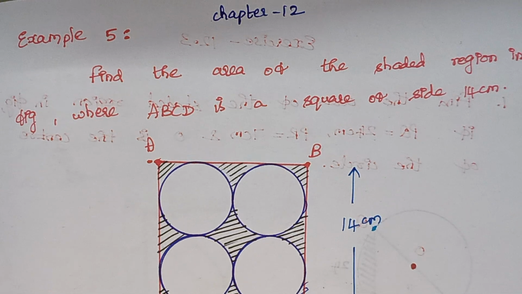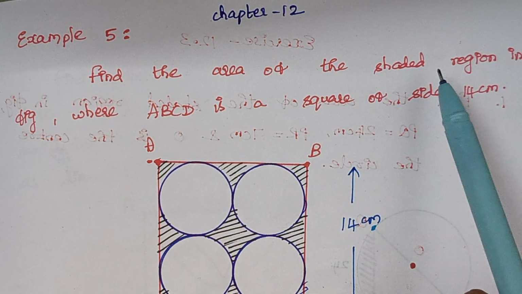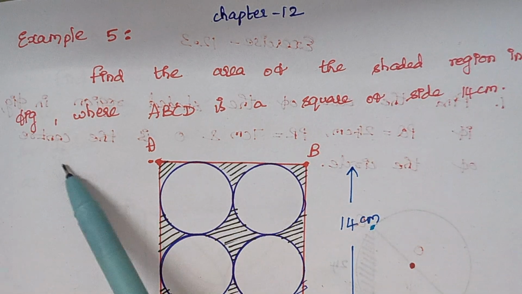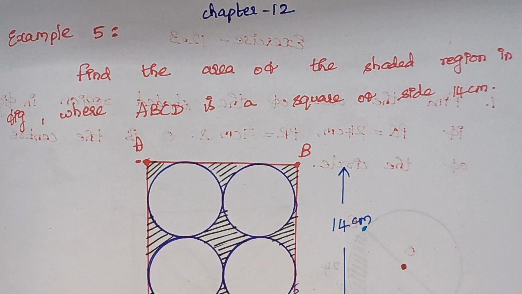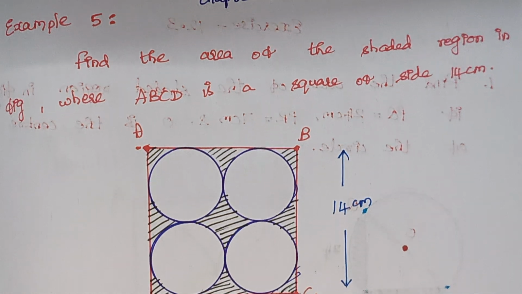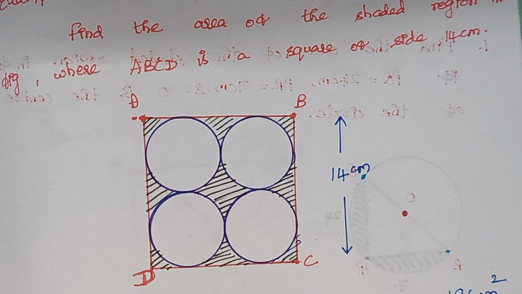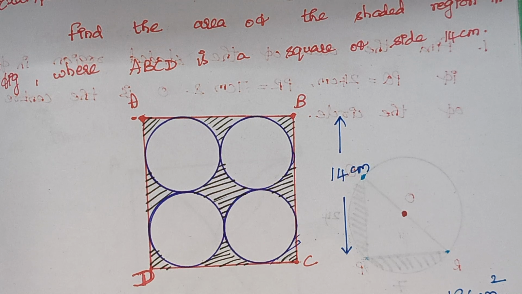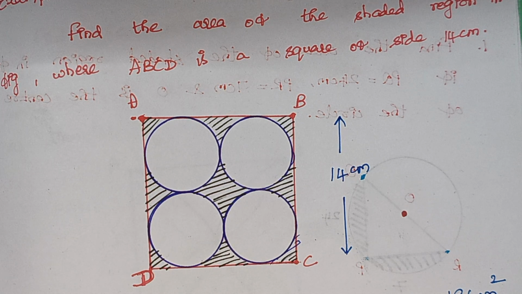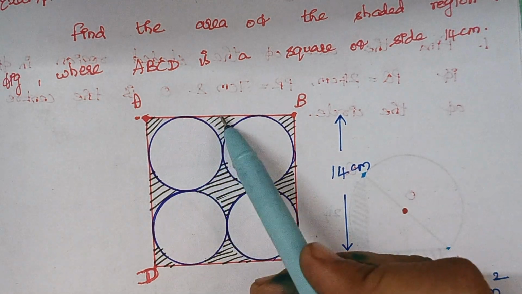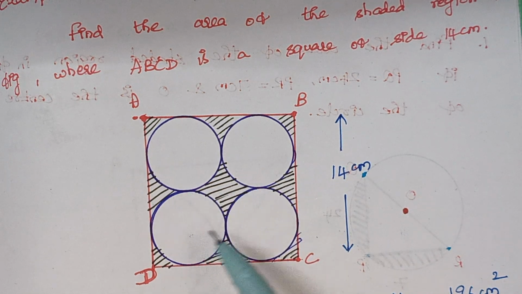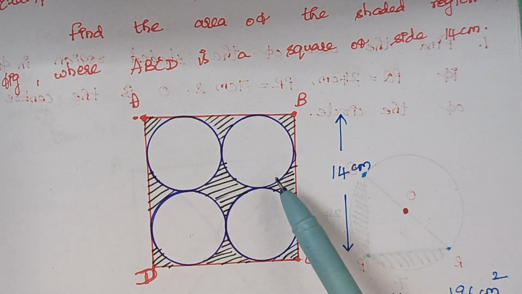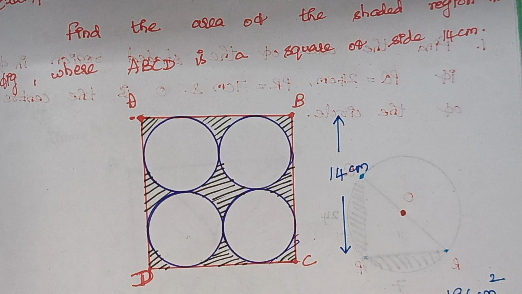So here the problem is: find the area of the shaded region in the figure, where ABCD is a square of side 14 centimeter. So here we have a square whose side is 14 centimeter, and now we are going to find the area of the shaded region. So these are all the areas. Within this square we have four similar circles. So how to find the area of the shaded region?